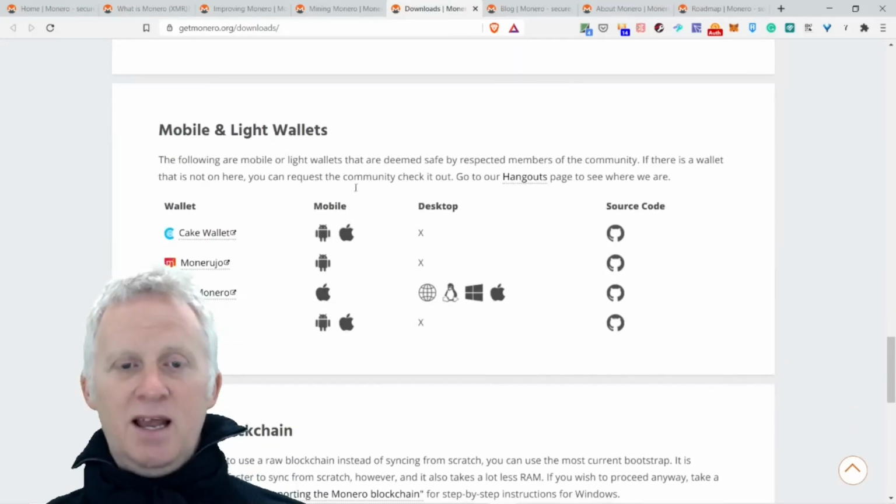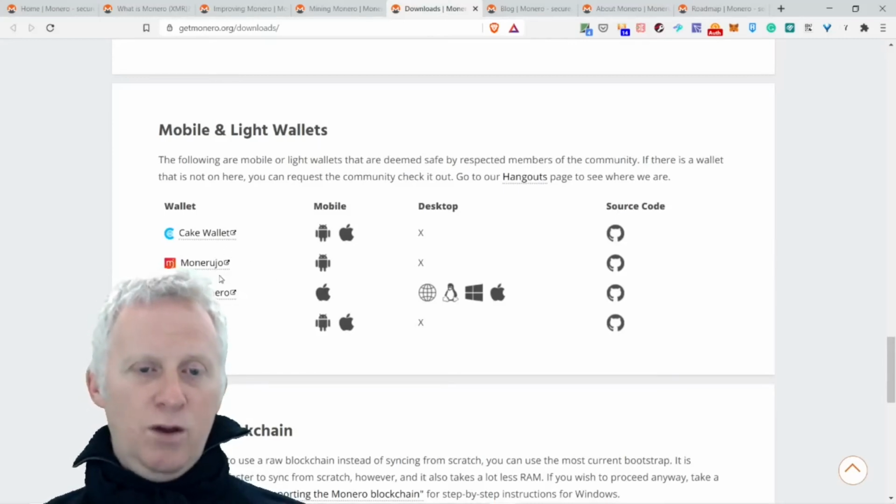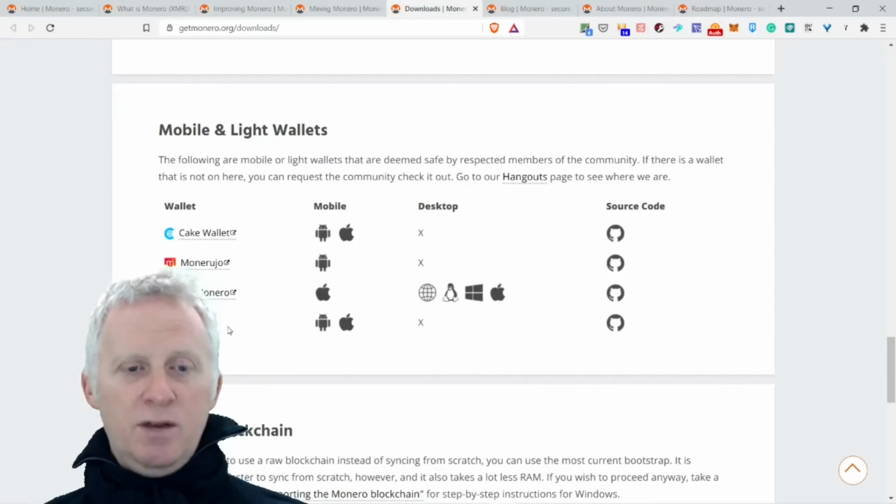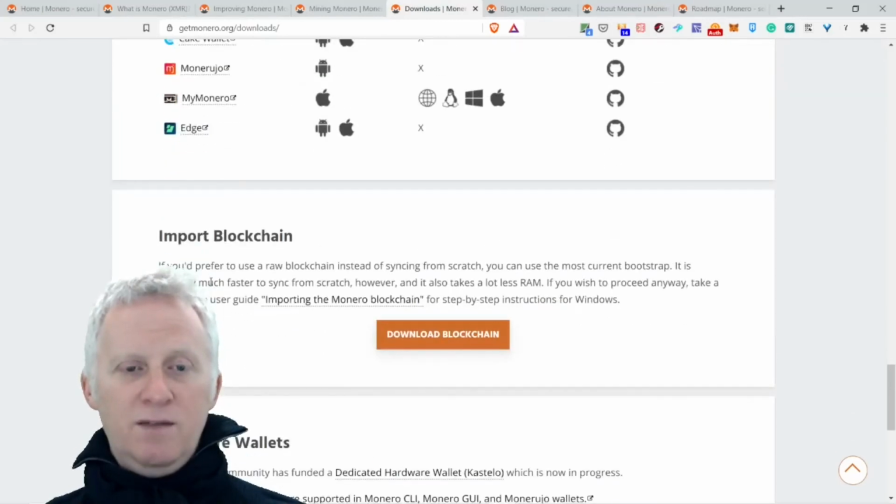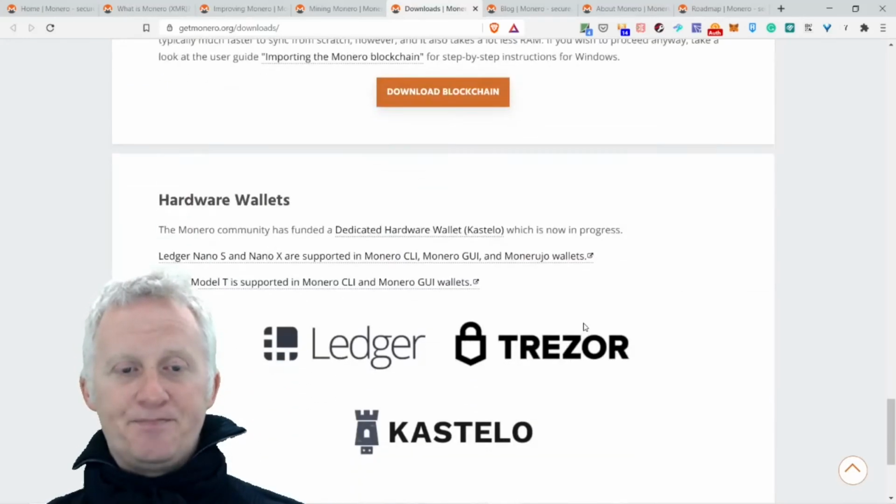And they have mobile and light wallets, that is Kane wallet, Monero Joe, My Monero Edge, and port wallet. If you prefer to use the raw blockchain instead of syncing from scratch, you can use the Monero current bootstrap. It's typically much faster to sync from scratch over. It also takes a lot of RAM if you wish to process. Anyway, take a look at the user guide to begin the Monero blockchain step by step.